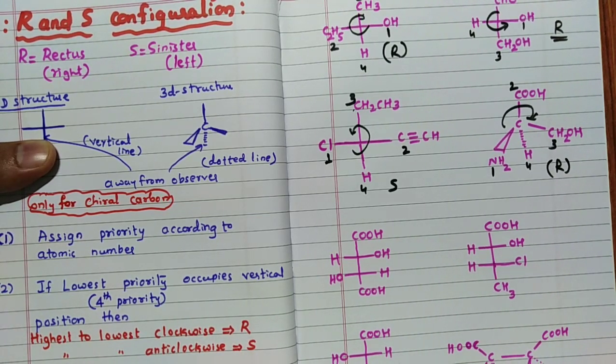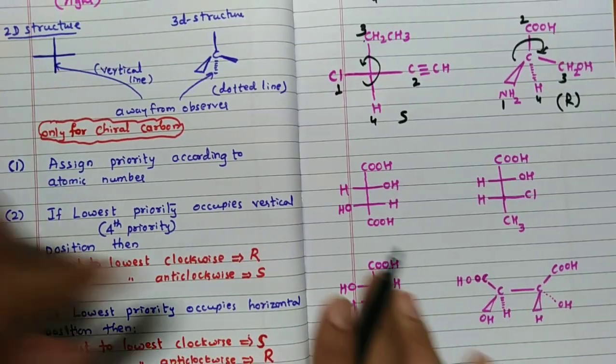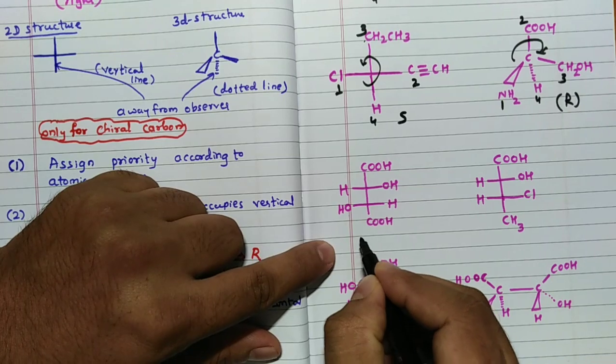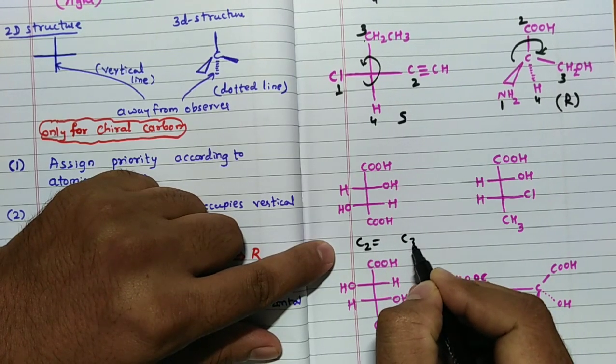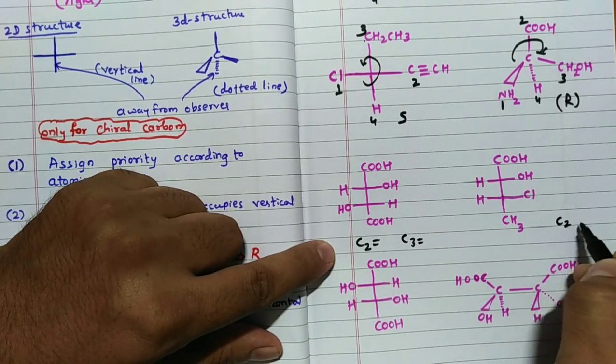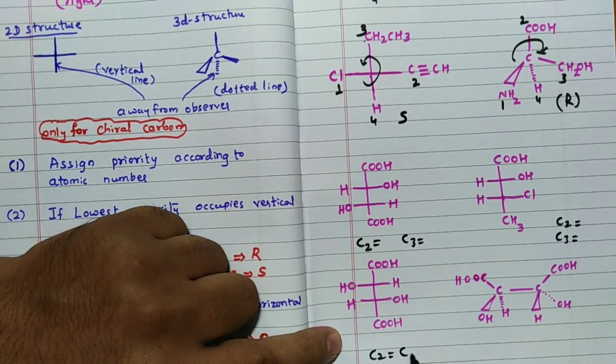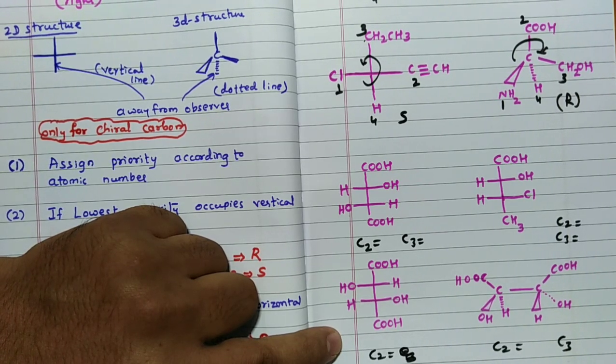Remember, configuration is R. So quickly we will see this one. In such a case, remember there are 2 chiral carbons, that is C2 and C3. Here also the same, C2 and C3. So which one will we write for C2, and which one for C3?